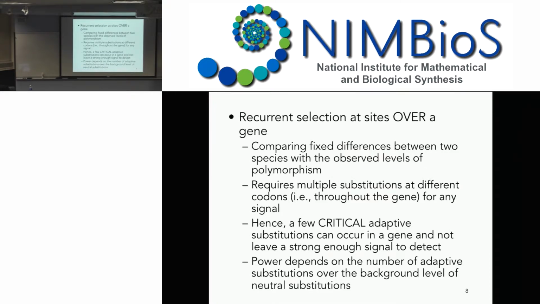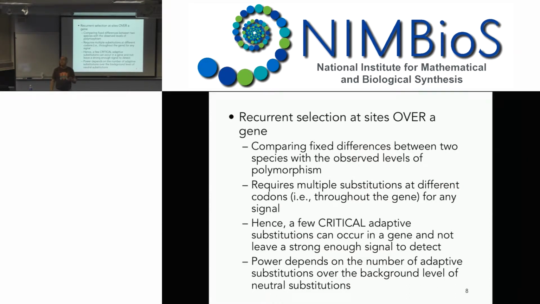This requires multiple substitutions throughout the gene for any signal. And hence, a few critical adaptive substitutions can occur in a gene and not give enough signal. Let me give you a hypothetical example. Suppose that language, the ability to speak and comprehend, is a single mutation.